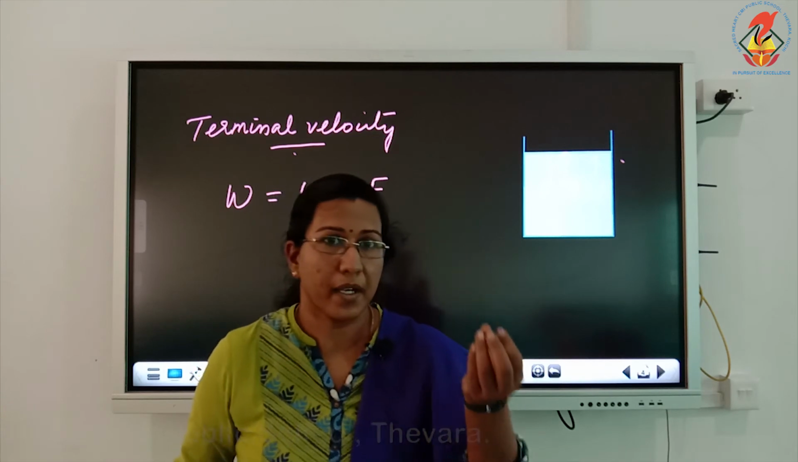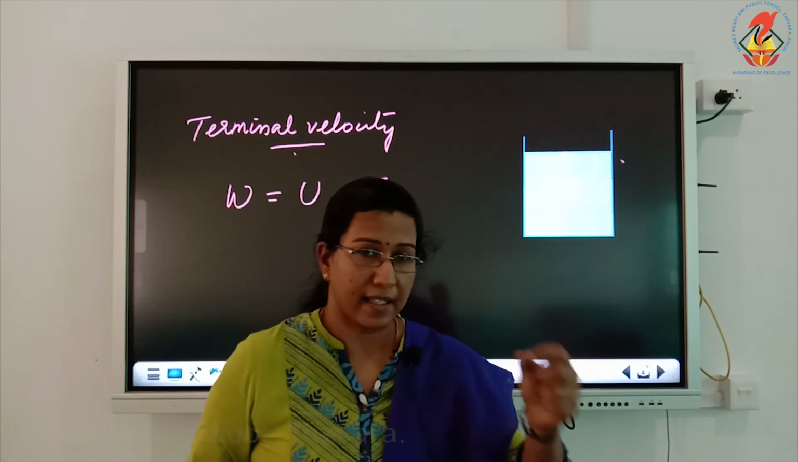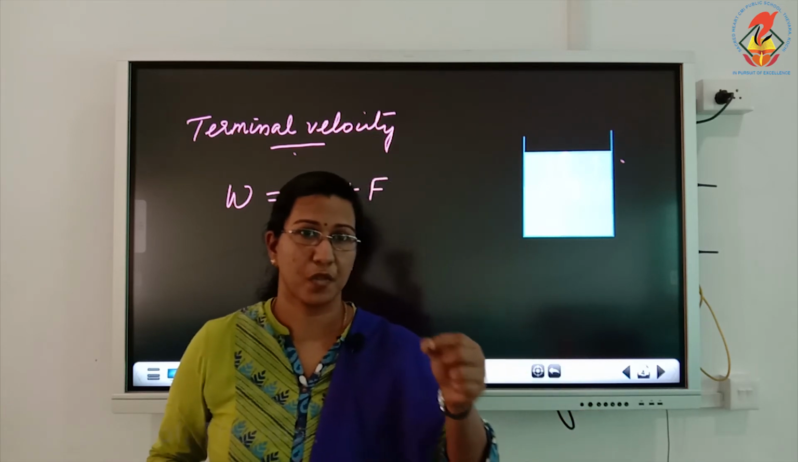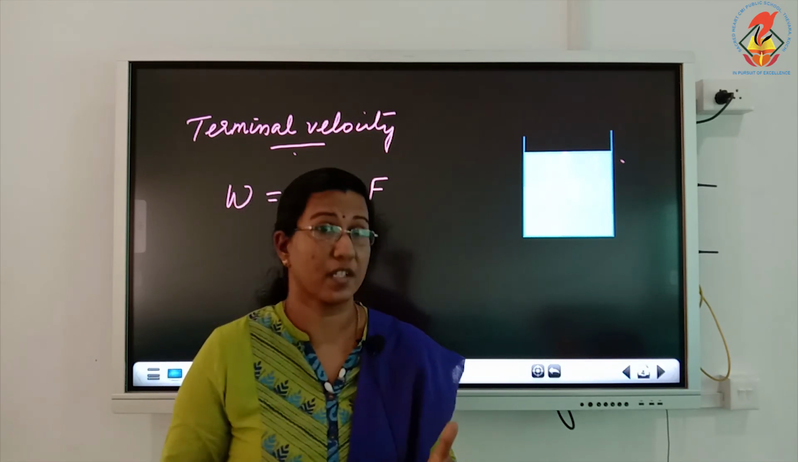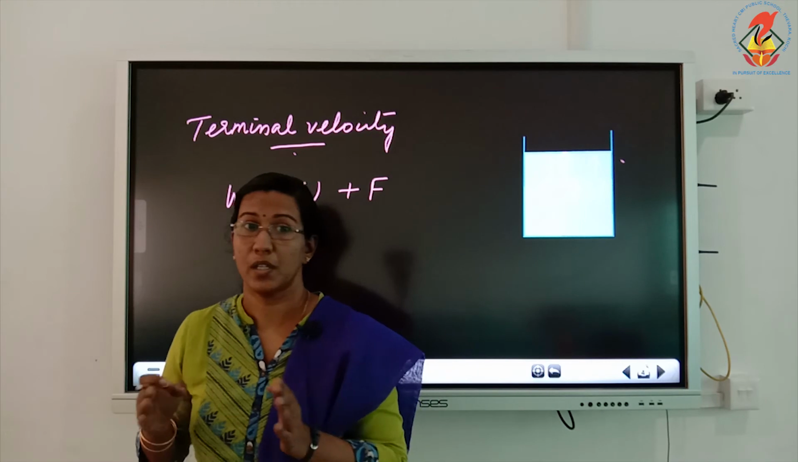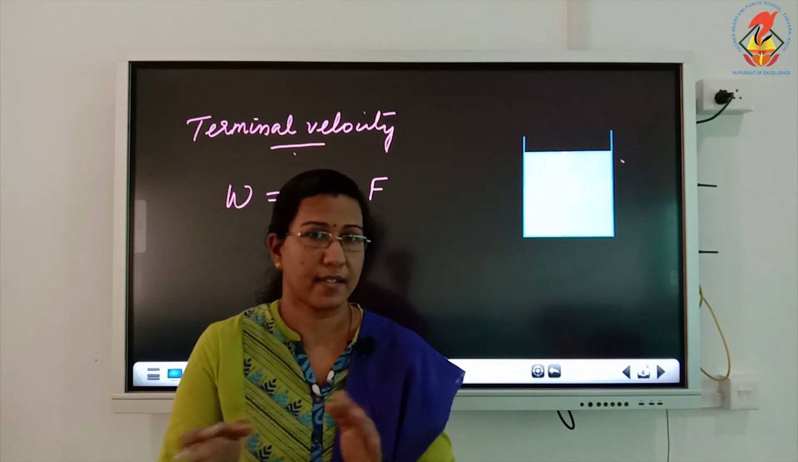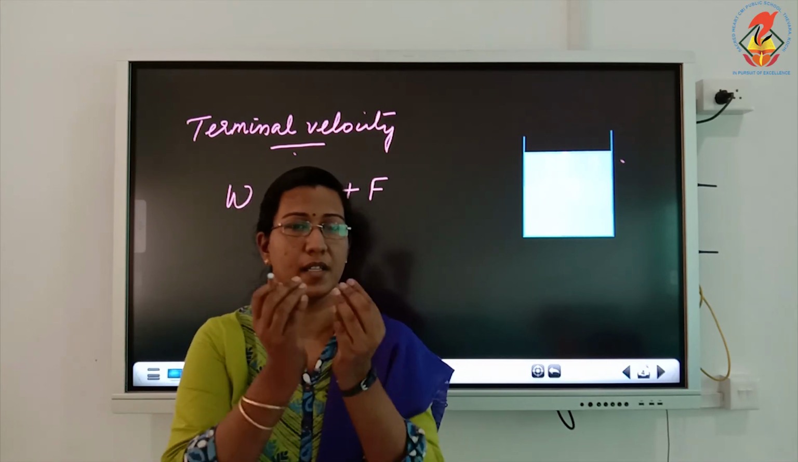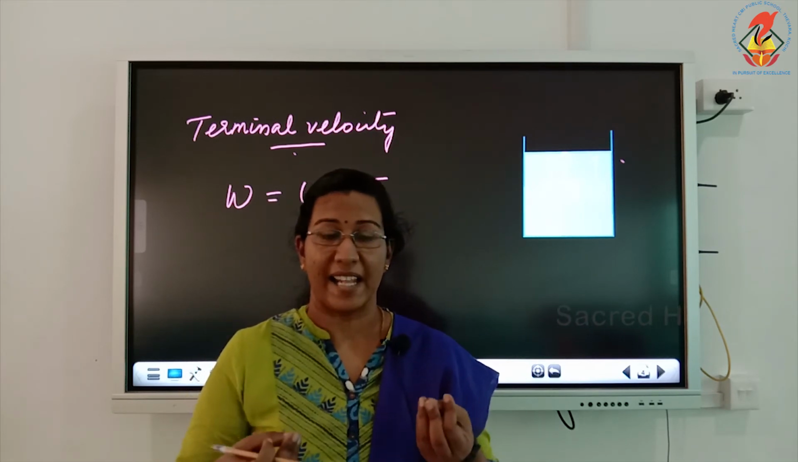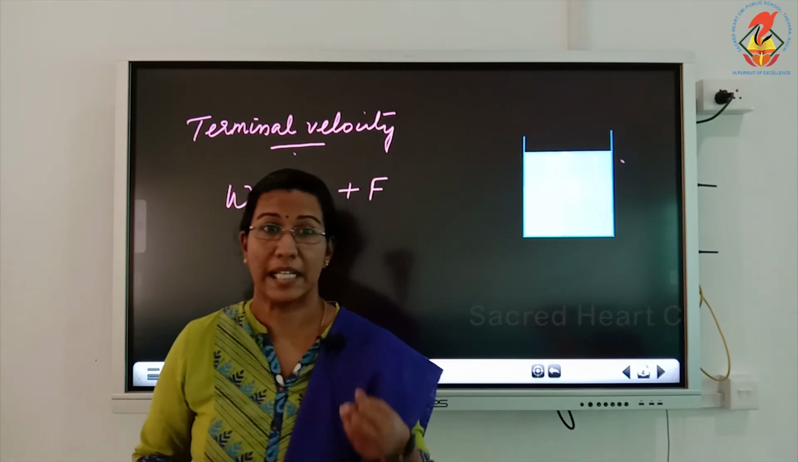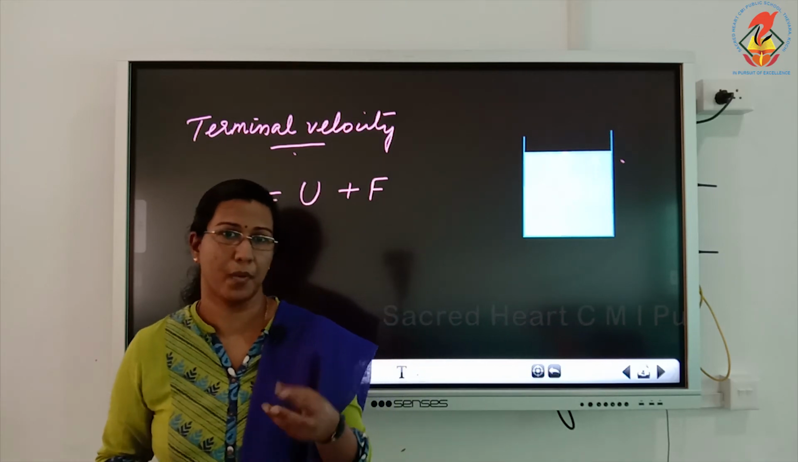Since the body is coming down with a velocity, at that particular stage is reached where the force experienced due to the weight of the spherical body becomes equal to the sum of the upthrust, the buoyant force, and the viscous force. What happens? The body will start to move with a constant velocity. And this velocity is what we call the terminal velocity of the body.